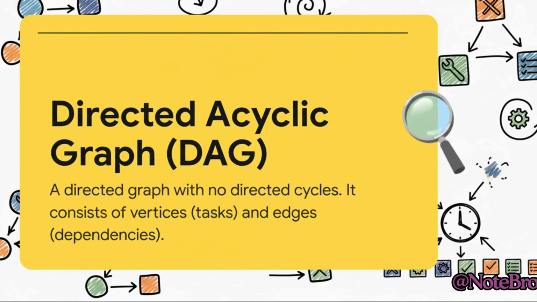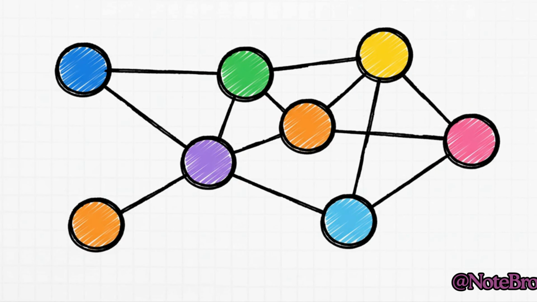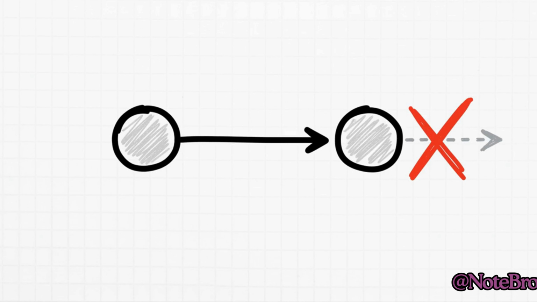Let's look at each part. Okay, first, the graph part. Just think of it as a network. The dots, or the vertices, they just represent the individual tasks you need to get done. The lines connecting them just show the relationships between the tasks. Simple as that.